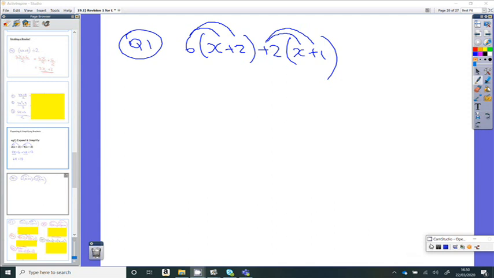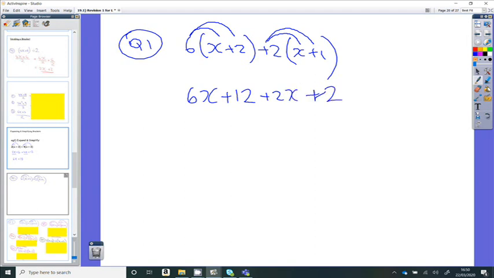So here's one for you to have a go at. So have a go, pause the video. Right, so we've got 6 times x, which is 6x. Then 6 times plus 2, which is plus 12. Then plus 2 times x, which is plus 2x. And plus 2 times 1 is plus 2. Gather up your x's. 6x add 2x is 8x. And gather up your normal numbers. Plus 12 add plus 2 is plus 14. So our final answer should be 8x plus 14.